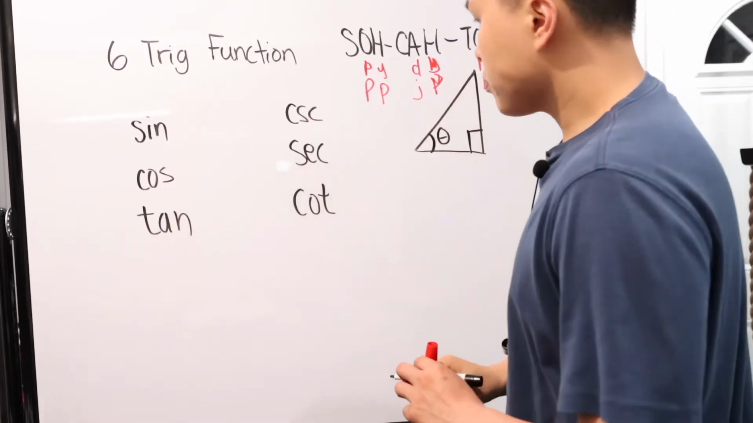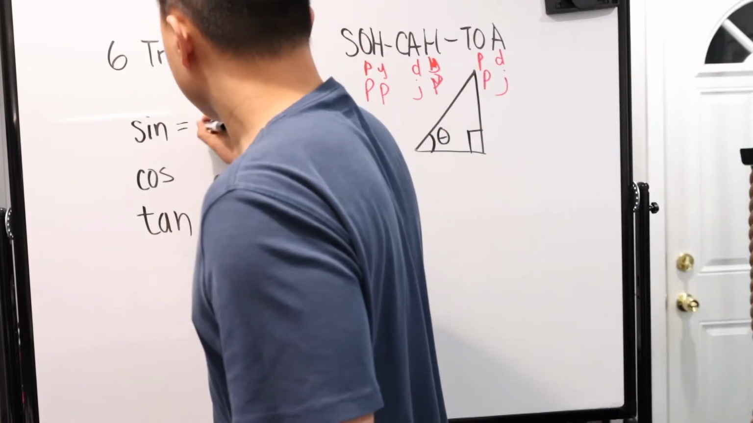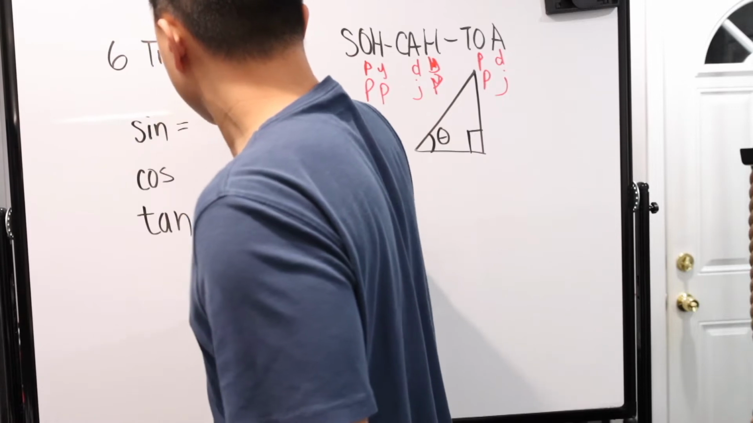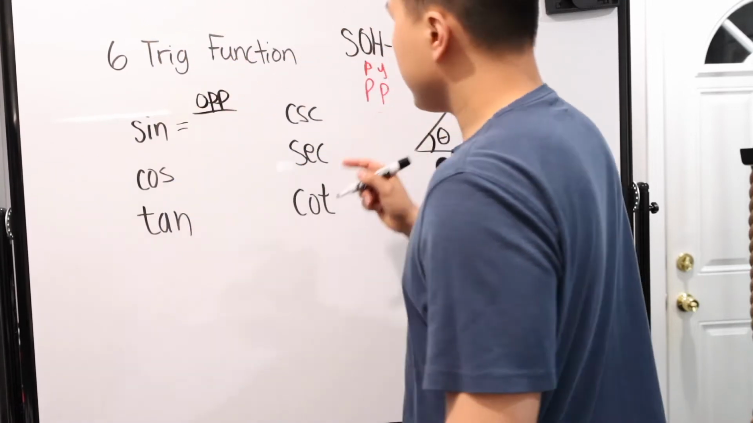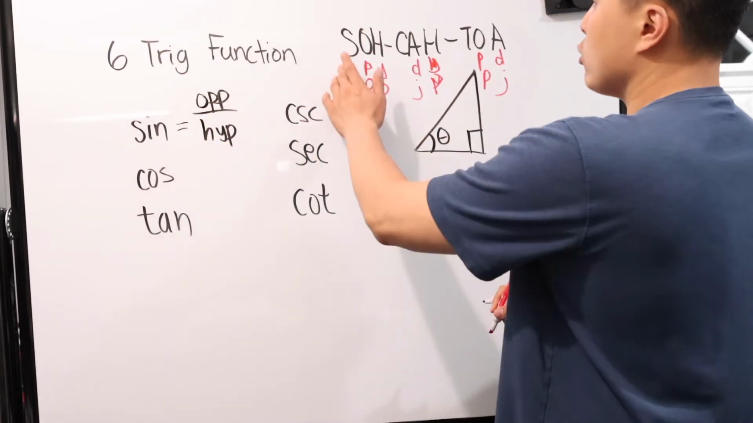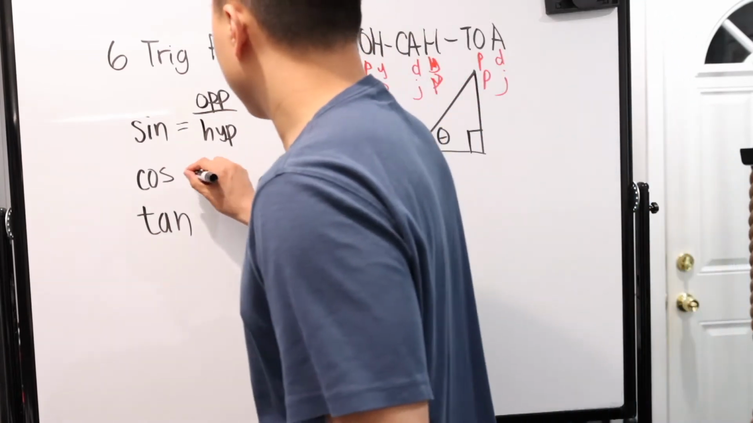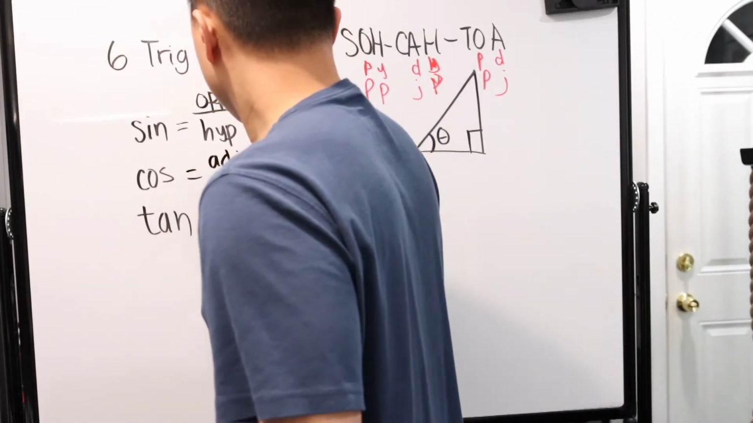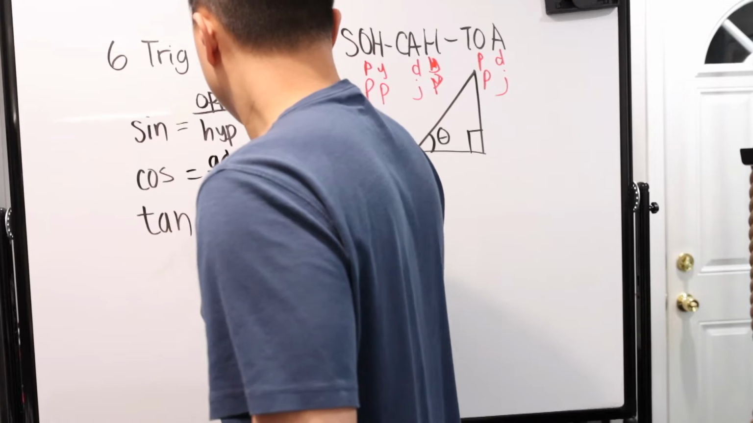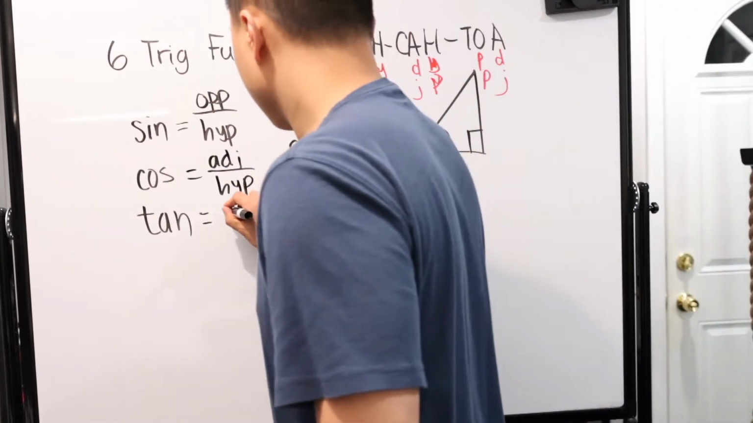Remember that it is a ratio, so the first one is on top and the second one is on the bottom. For sine, that's the S: opposite over hypotenuse. CAH is cosine, which is adjacent over hypotenuse. And tangent, TOA, is opposite over adjacent.